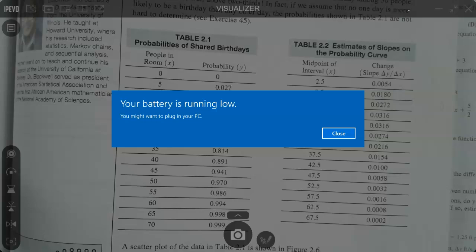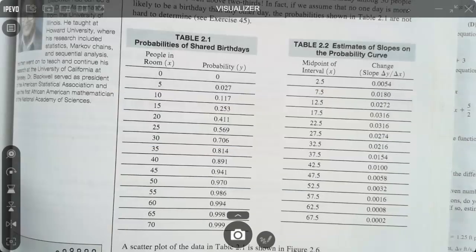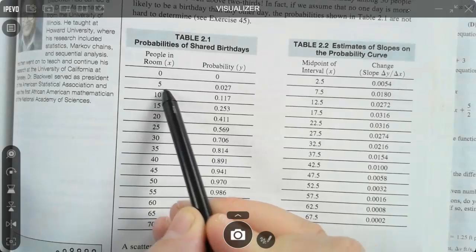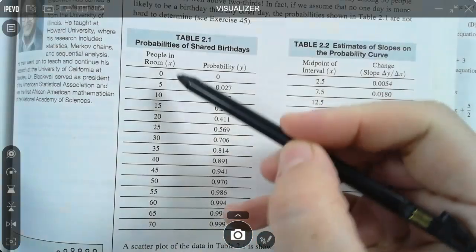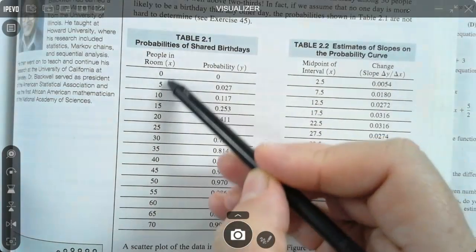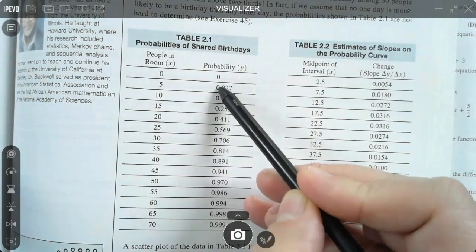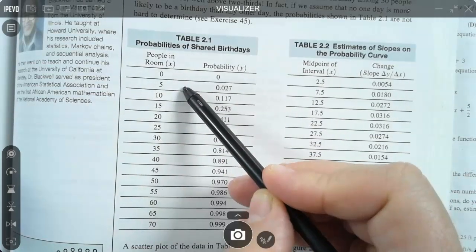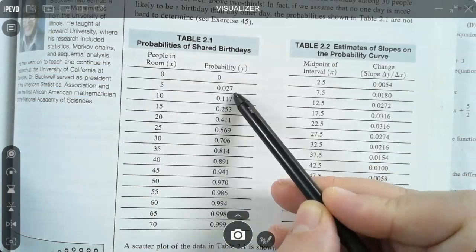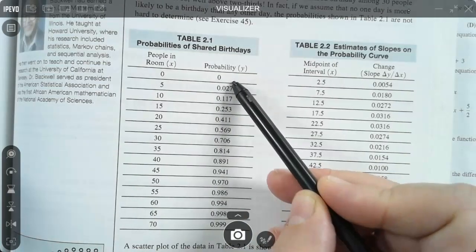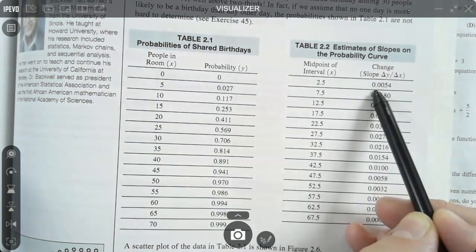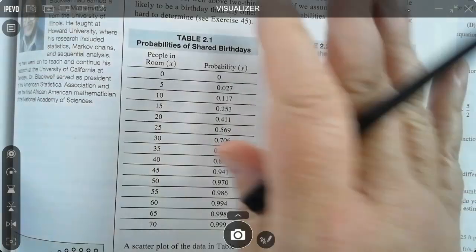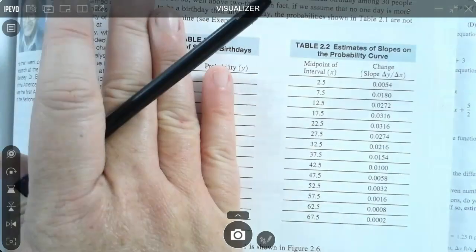So for instance, on this one, if I want to estimate the IROC at 2.5, because I'm going to go in the middle of these two, I'd do the actual slope from 0 to 5. So 0.027 minus 0 divided by 5 minus 0, and I would get this. This is an estimate of the derivative of this set of data.